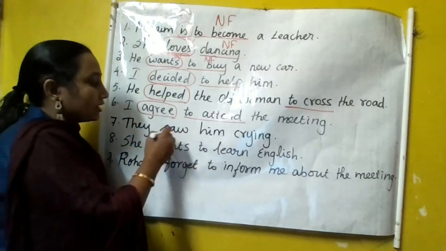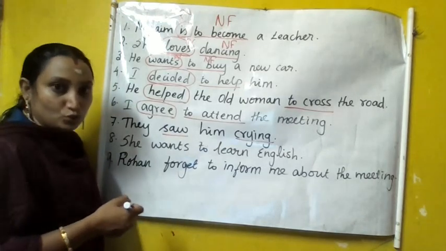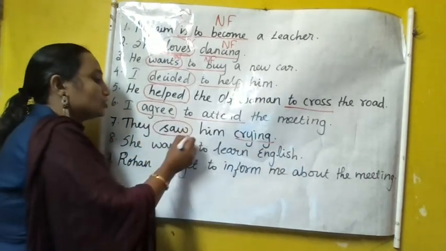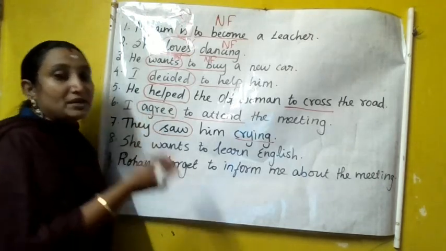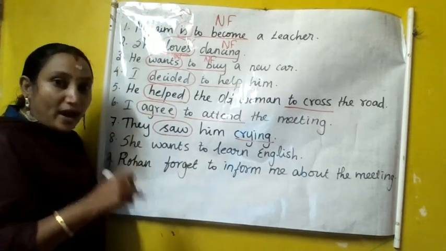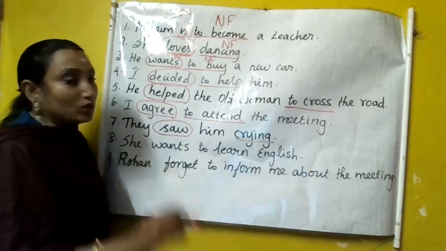They saw him crying. These are the two verbs in this sentence. And saw comes next to the subject and it undergoes changes according to the subject and tense. So saw is the finite verb and crying is the non-finite verb.